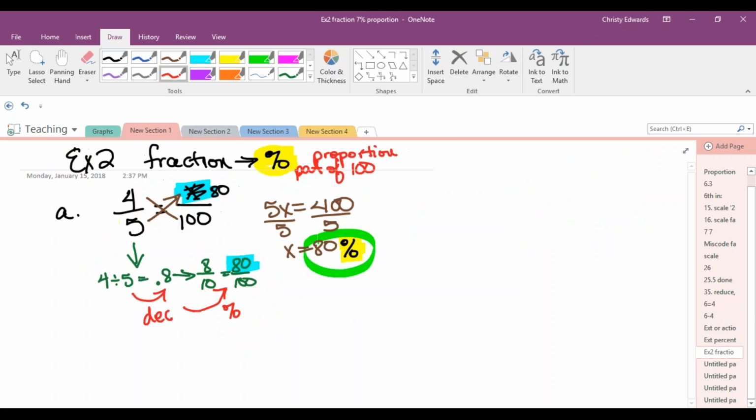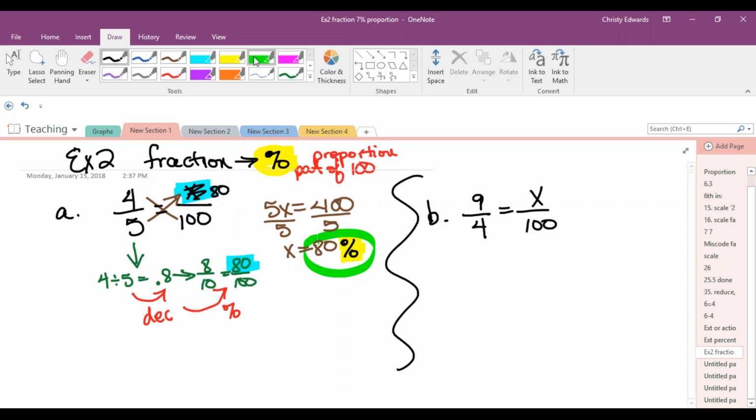Let me do one more. Example 2b. If you're supposed to turn 9/4 into a percent, the question is, what is equal to 9/4 as a part of 100? This answer will be the percent answer. How do you solve it? Cross multiply. Exactly. That's it, Nathan. Okay, 4x on one side equals 900. Divide both sides by 4.